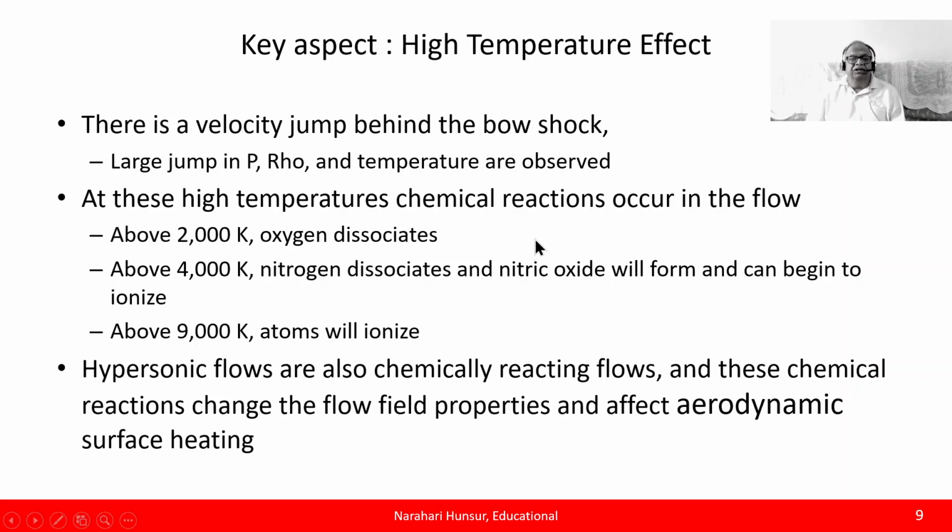For example, at temperatures above 2000 degrees Kelvin, oxygen is no longer O2, it dissociates. When it dissociates, it soaks up a lot of energy from the flow, from the surroundings. Similarly, nitrogen dissociates at 4000 degrees. And nitric oxide will form and begin to ionize. Above 9000 degrees, all atoms will ionize. There are no longer molecules and atoms. Everything is ionized. So hypersonic flows are also chemically reacting flows, and these chemical reactions change the flow field properties and affect the aerodynamic surface heating.